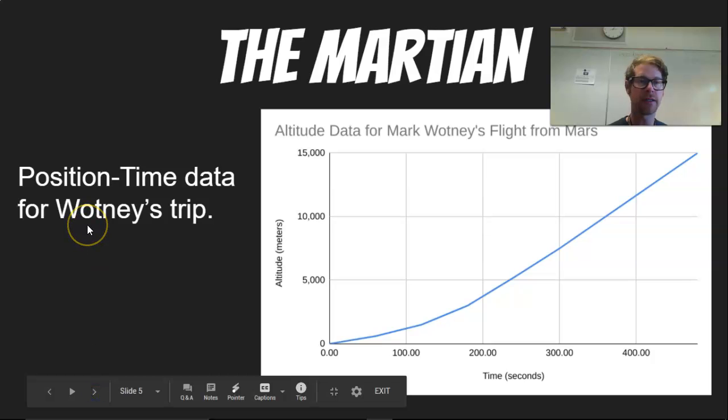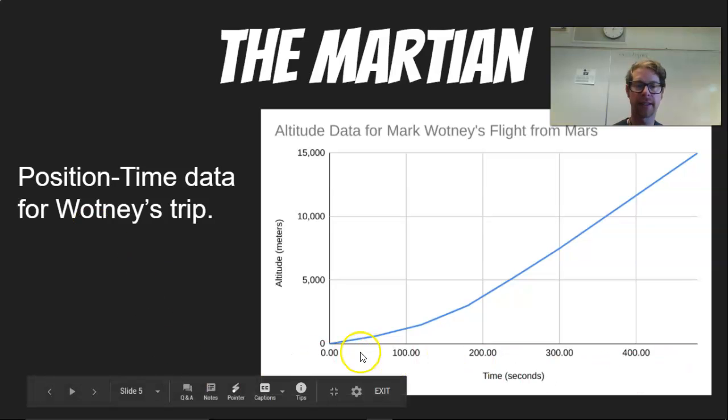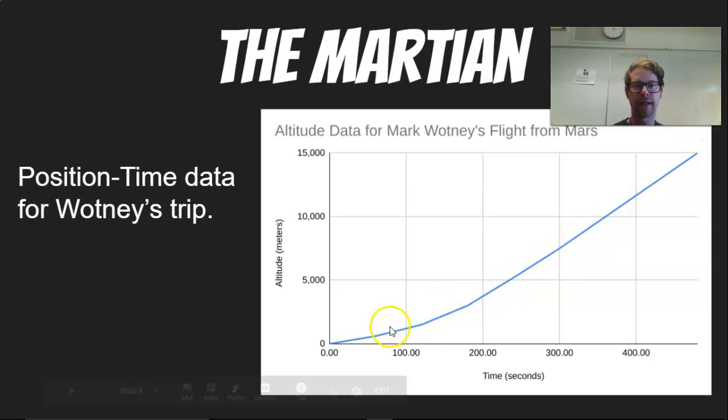And this is what it looks like when you turn it into a graph. This is the altitude data, or essentially the position-time graph for his flight from Mars. You've got time on the x-axis, altitude in meters on the y-axis, and this is basically tracing the change in position over time.